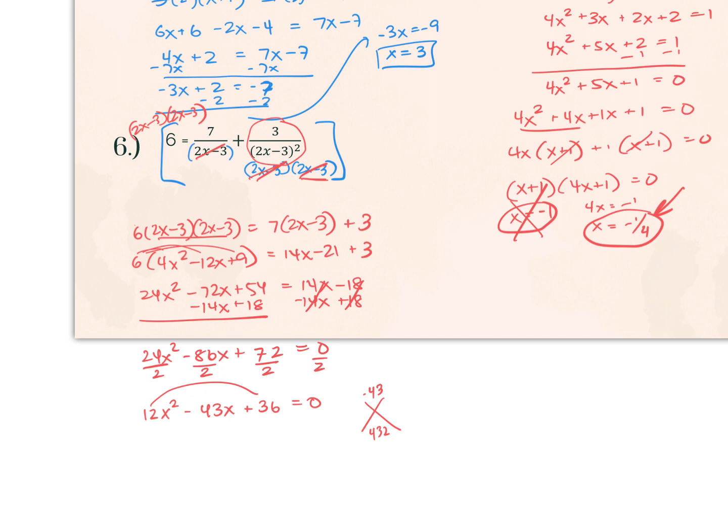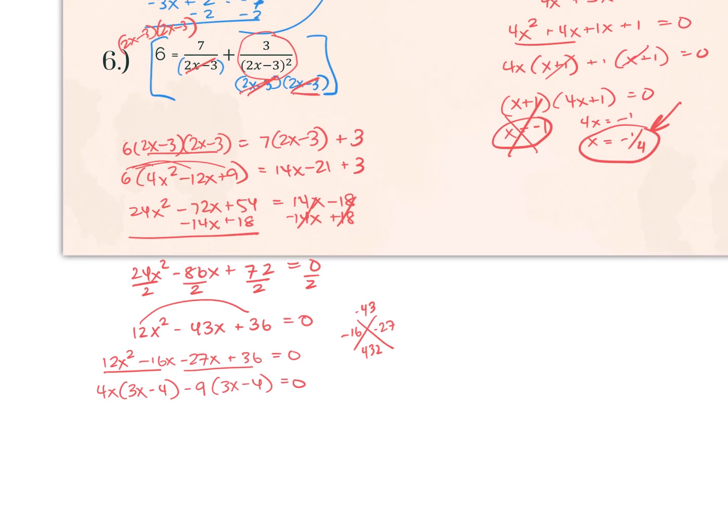So I have to start thinking of my factors here. And so these factors are minus 16 and minus 27. So I'm going to do 12x squared minus 16x minus 27x plus 36 is 0. GCF of the first two, 4x. That's 3x minus 4. GCF of the second two, minus 9, which leaves me with 3x minus 4. Again, 3x minus 4 is the GCF, and then here I get 4x minus 9 equals 0.